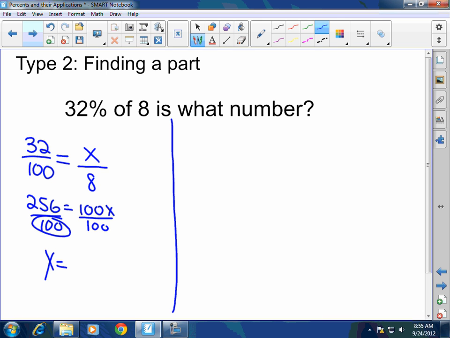So now when I divide this, 256 divided by 100 is going to be 2.56. Not because I'm a genius, but think about what I just said. You divide it by 100. So I'm going to move the decimal 2 places to the left, one for every 0 that I have. 1, 2. Boom. Make sense? Yes, sir.